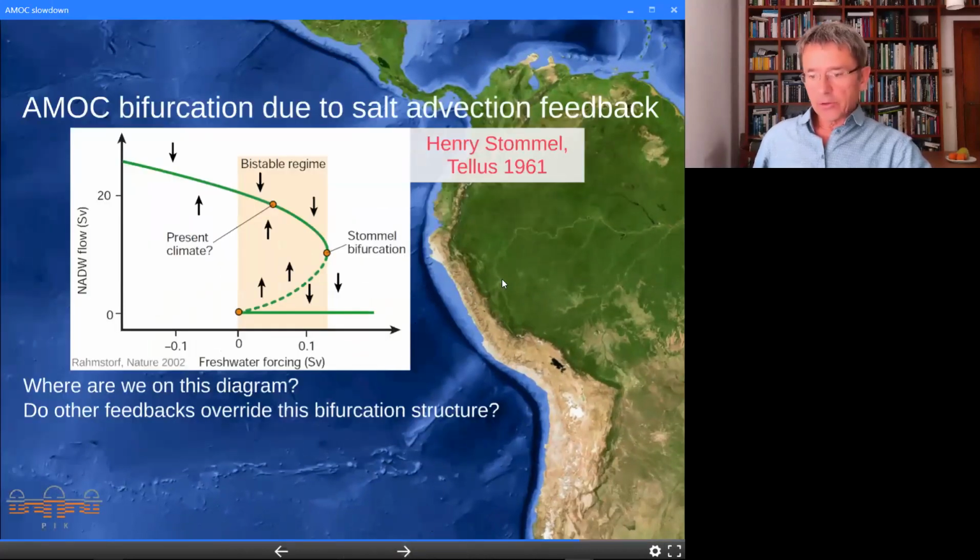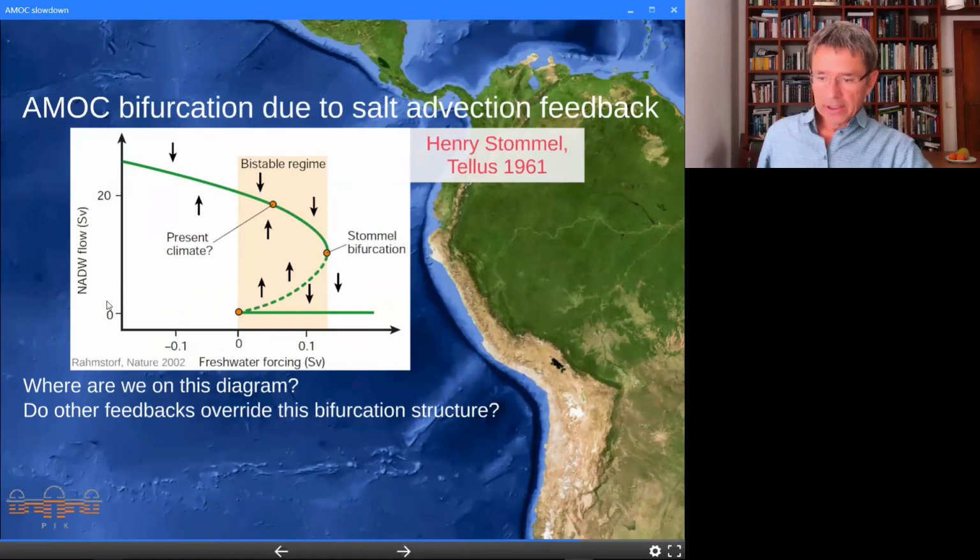Yes, is the short answer. The basic idea has already been described in the 1960s. Henry Stommel, famous oceanographer, in 1961 showed that the AMOC has this self-amplifying salinity feedback that I already mentioned. And this leads to a stability diagram which looks like that.